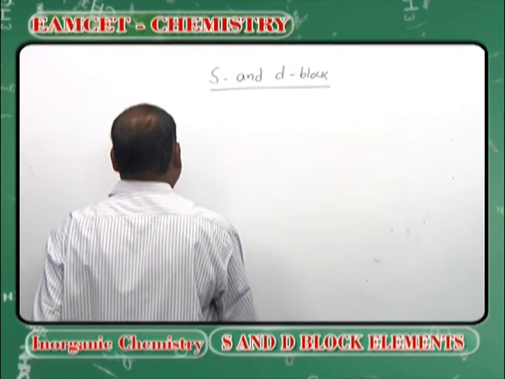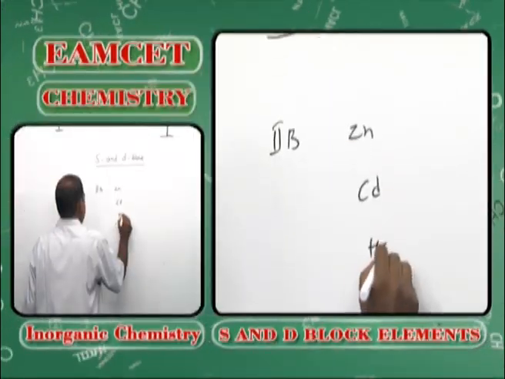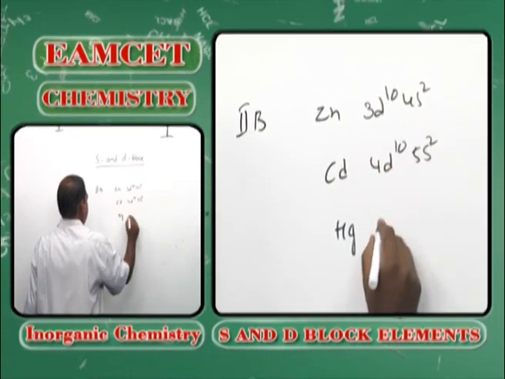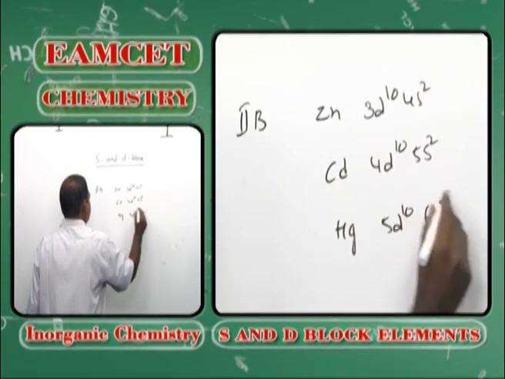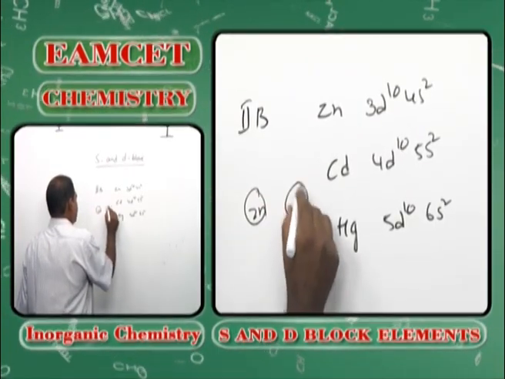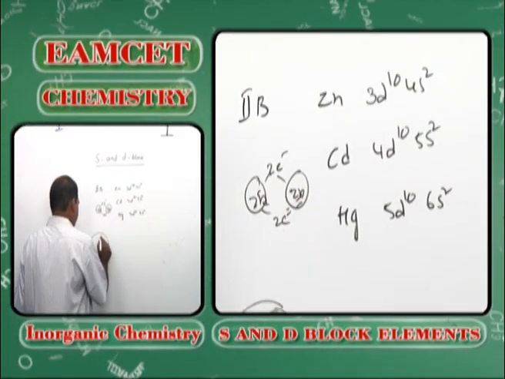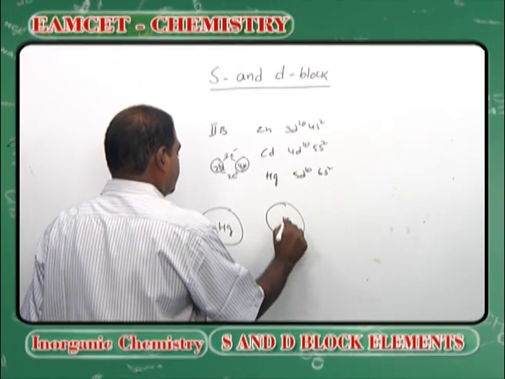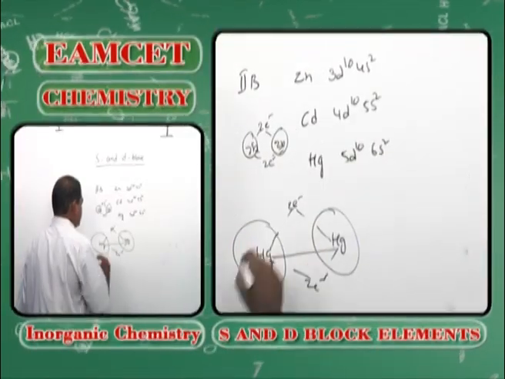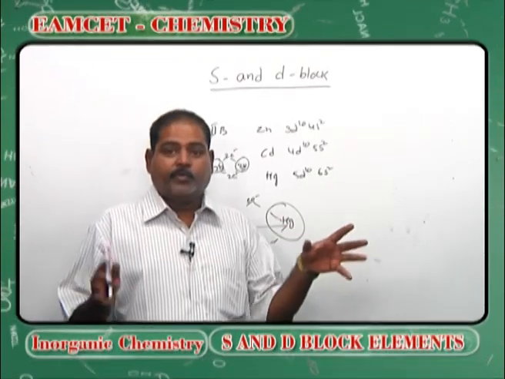Strictly speaking, in the elements of 2B, zinc, cadmium, mercury, 3d10 4s2, 4d10 5s2, 5d10 6s2. The metallic bond is weakest in mercury because zinc is a small atom, 2 electrons are participating in the metallic bond. Mercury is a big atom, but still 2 electrons only are participating. So, metallic bond is weak because metallic bond strength depends on the distance, inversely proportional to distance. Bigger the size, bigger the gap, weaker is the attractive force.